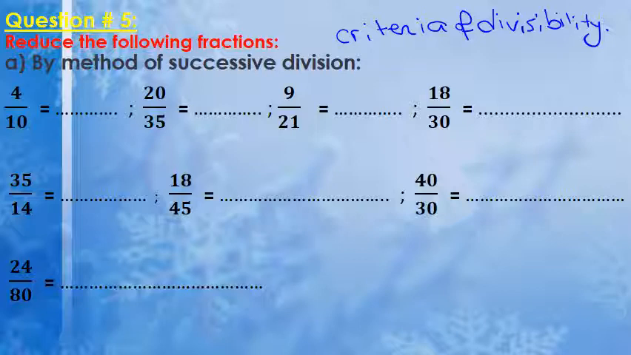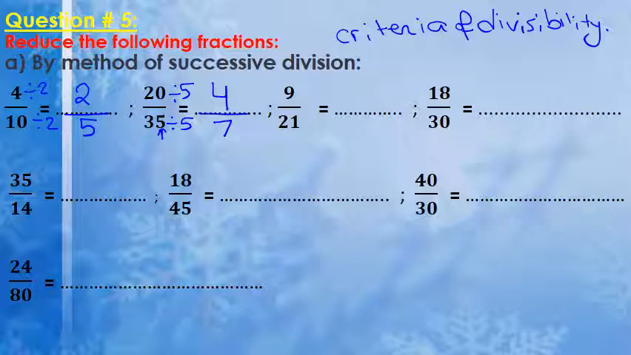4 over 10, they are both divided by 2 because the ones digit is even. 4 divided by 2 is 2 and 10 divided by 2 is 5. 2 over 5 is an irreducible fraction. 20 over 35, we can divide the 20 by 2, but 35 cannot be divided by 2 because the ones digit is not even. By 3, 2 plus 0 is 2. 2 is not a multiple of 3. By 5, they are both divided by 5 because the ones digit is 0 and 5. 20 divided by 5 is 4. 35 divided by 5 is 7. 4 over 7 is an irreducible fraction.